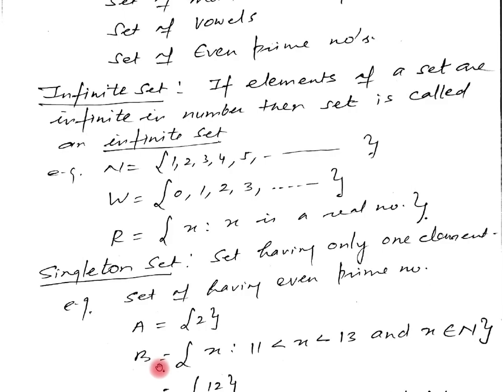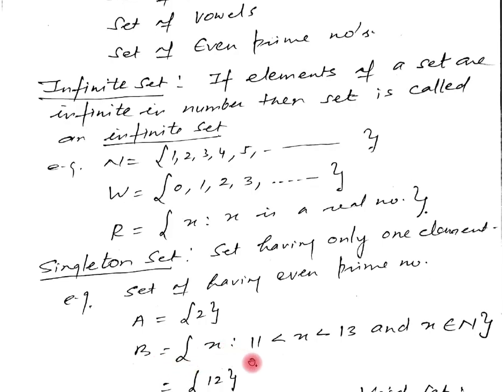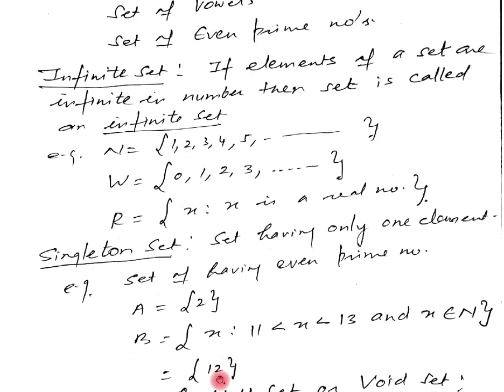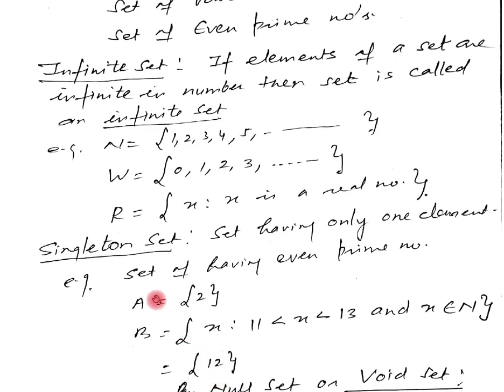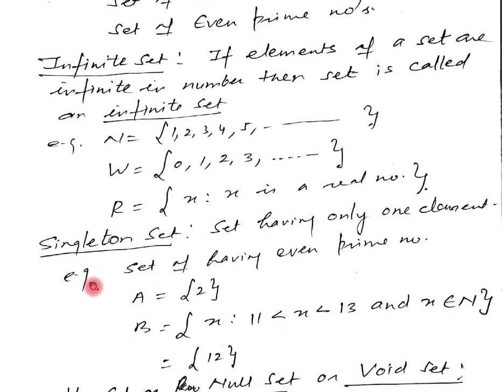Similarly, I have considered this set: x, where x lies between 11 and 13 and x belongs to N. It means we have to count the natural numbers lying between 11 and 13. Between 11 and 13 we have only one natural number, that is 12. So again it is an example of a singleton set, meaning the set having only one element.